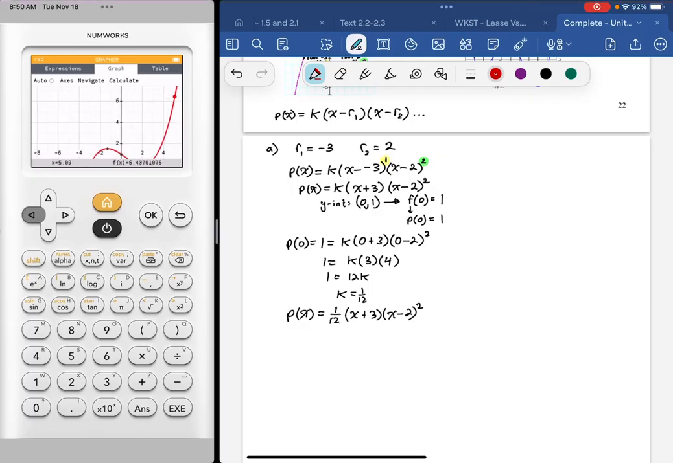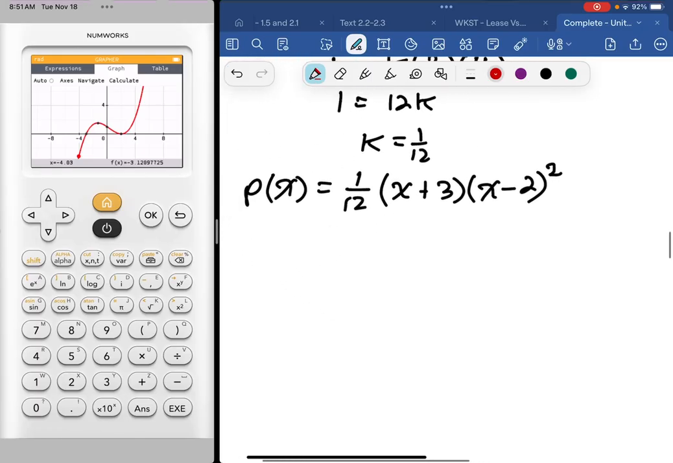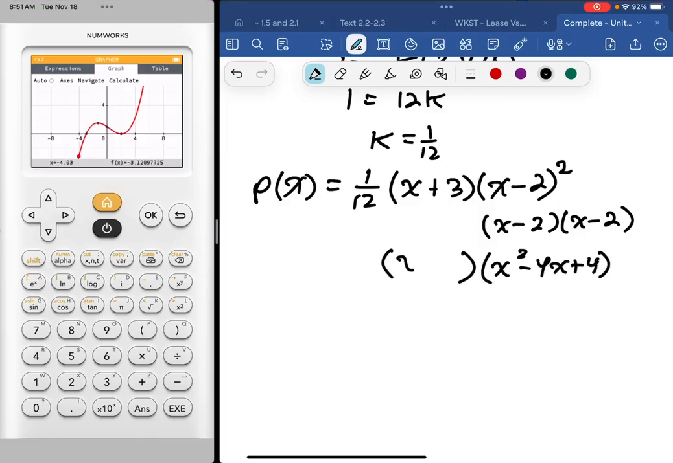Now that we've confirmed the graph, and if you're really not convinced, you can zoom in and out. Let me get a better window here. I'm pretty convinced that this is the same graph. Once that happens, go ahead and distribute it all out. So x squared minus 4x plus 4. I distributed the easiest parts out first. Save the coefficient for last unless you love fractions.